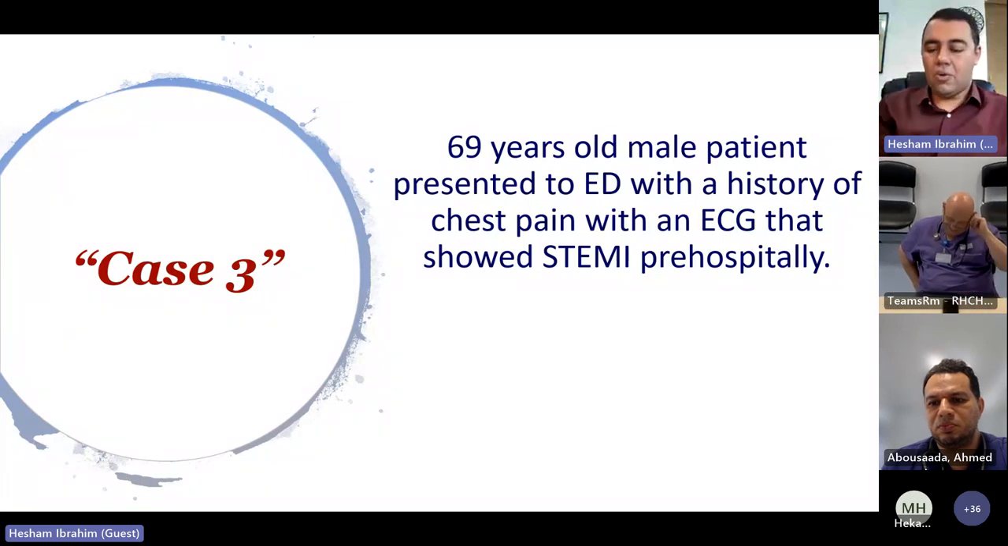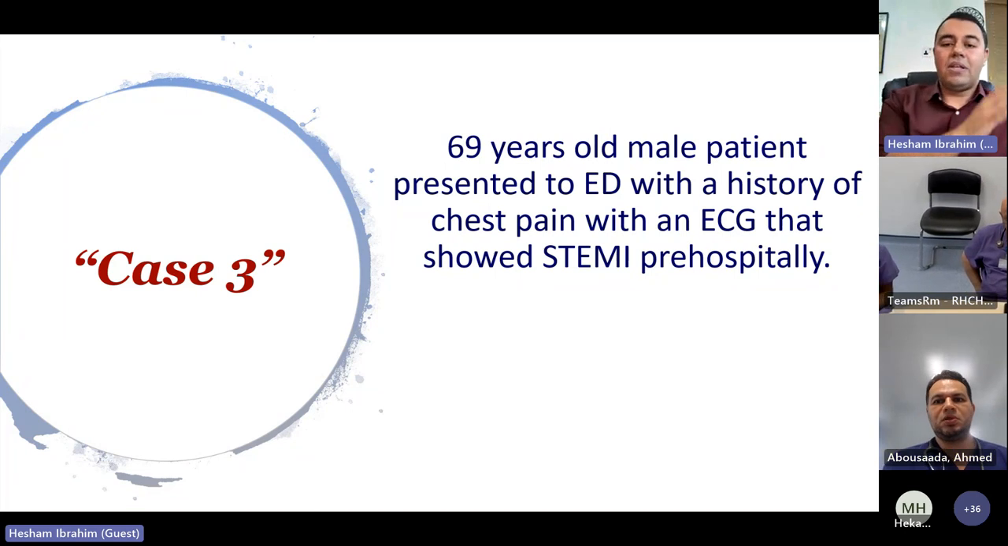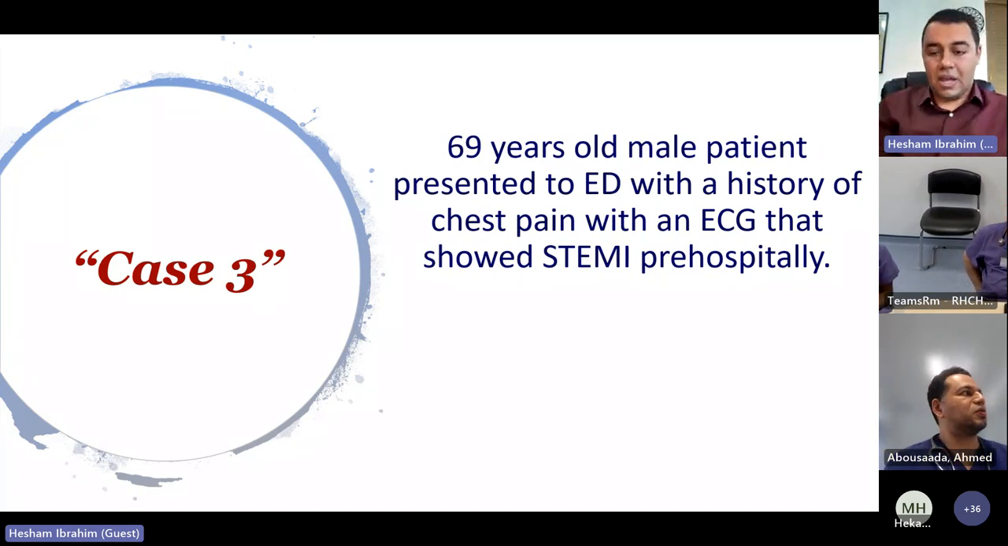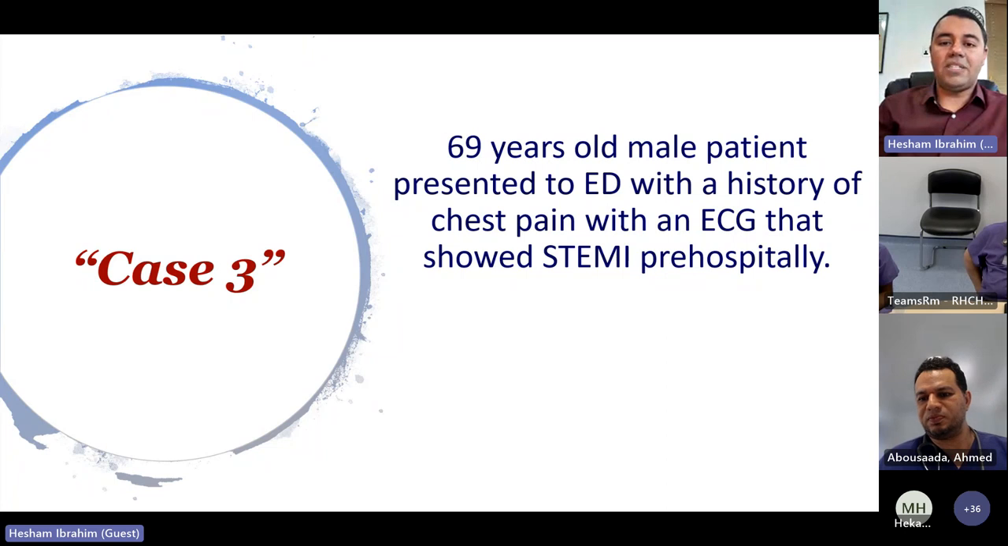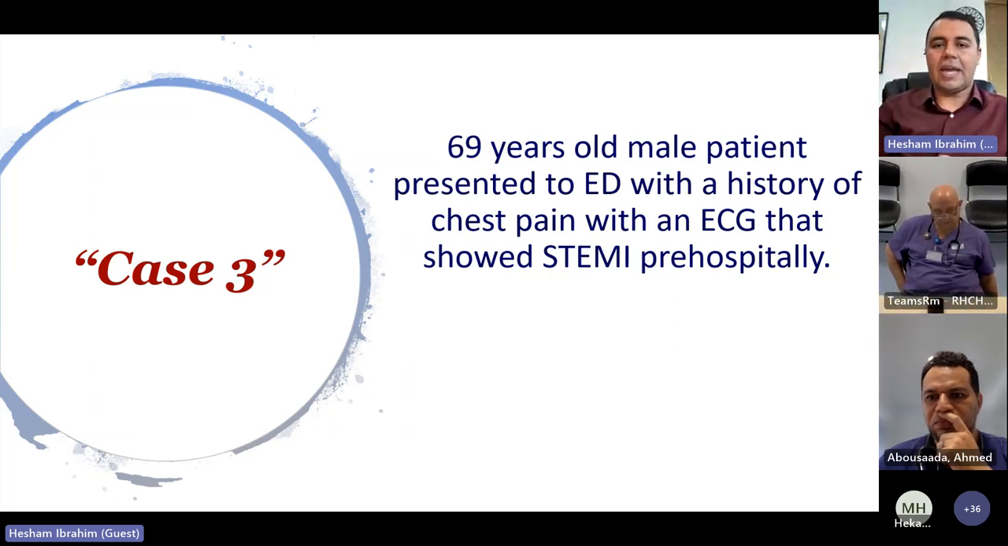The answer is they can go within 24 hours. But when within these 24 hours, that is a decision for the cardiologist to decide based upon the general condition of the patient and the situation of the cath lab as well. So they can decide their priorities, but this patient will not take a priority over a STEMI patient, for example. The STEMI patient will need to go immediately to the cath lab. So that's regarding the first part of the question.